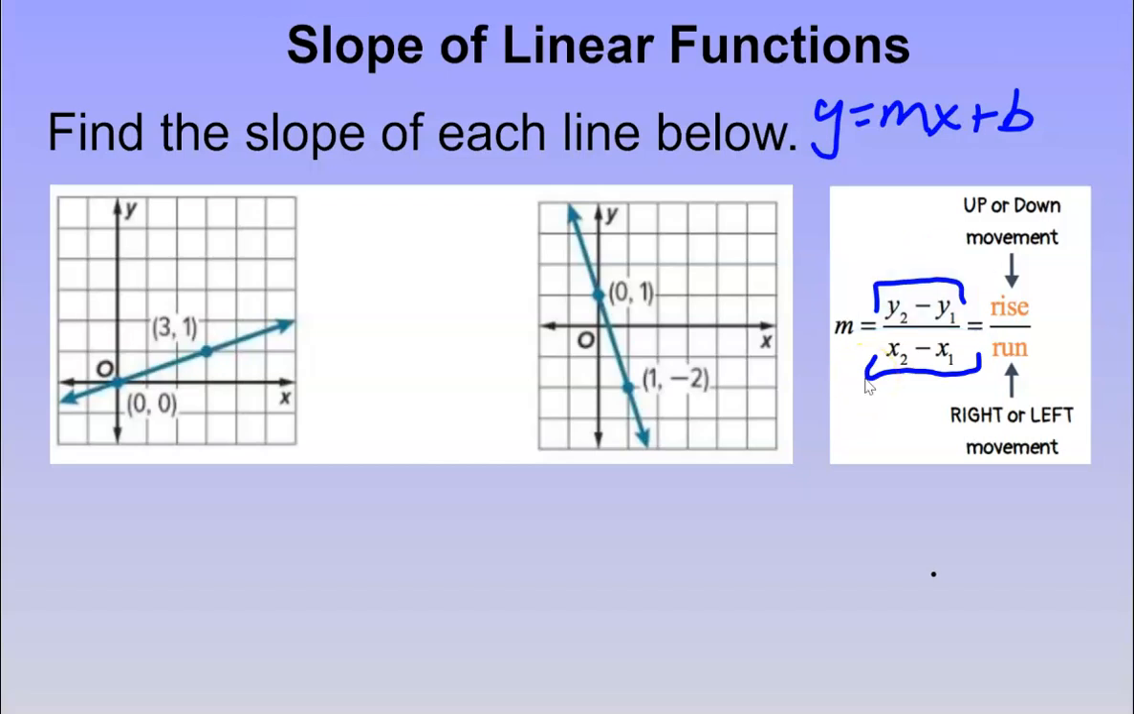Or you'd have the m in slope-intercept form, with our m being our slope. Now remember, when you're doing rise over run, you're going from left to right when you're doing this.